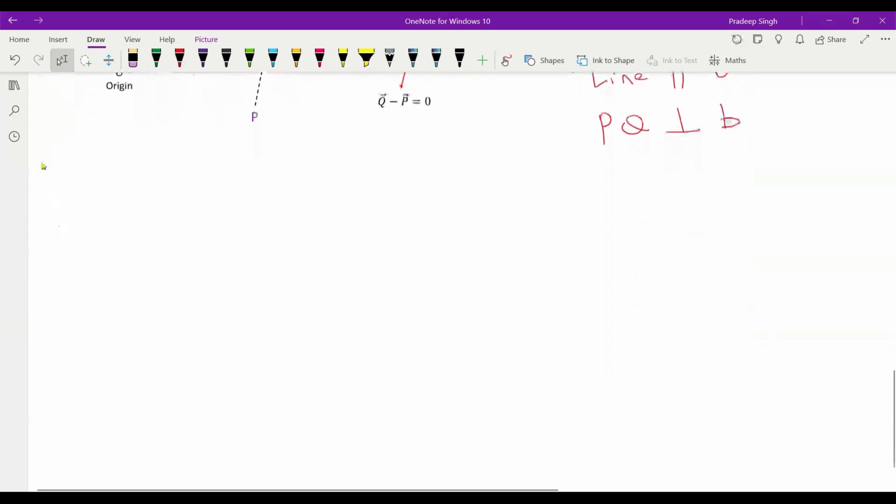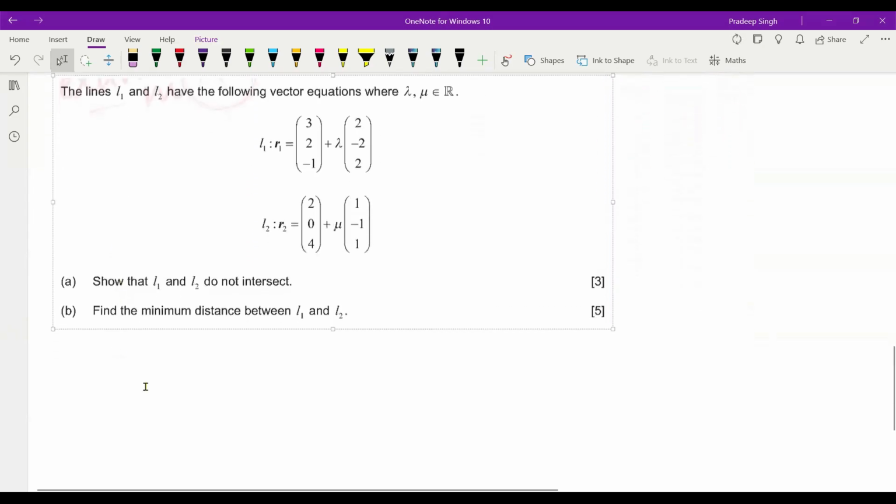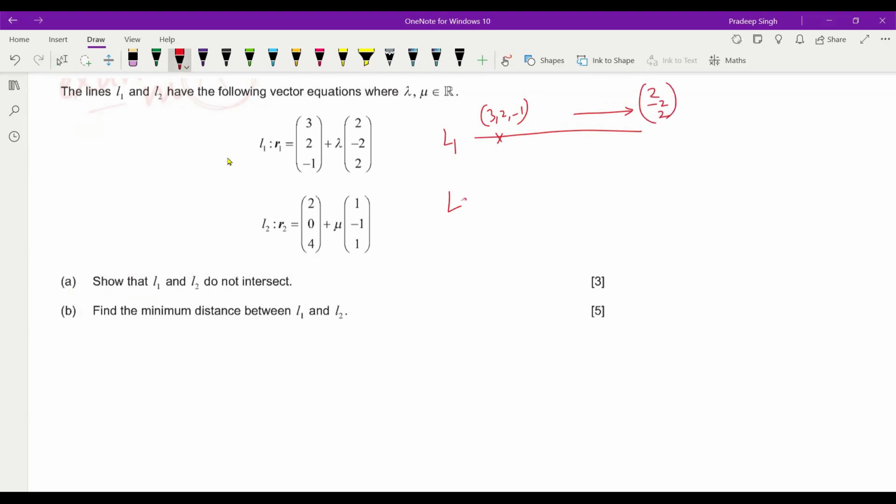Now, let us go back to the question. We were supposed to find the minimum distance between the two lines. So here, let's draw. We have the line L1, and (3, 2, -1) are the coordinates of a point lying on the line L1. Then we have the b vector as (2, -2, 2). That's the parallel vector. Similarly, for the second line L2, the point under consideration is (2, 0, 4), and the parallel vector is (1, -1, 1).